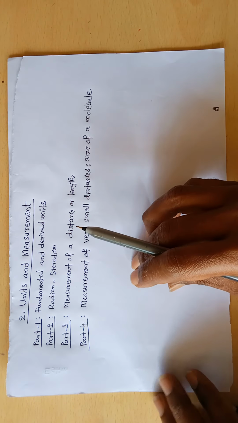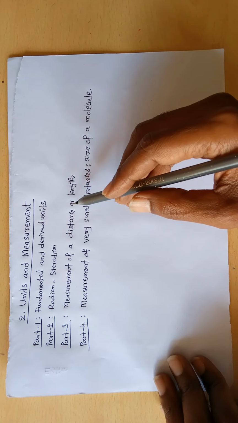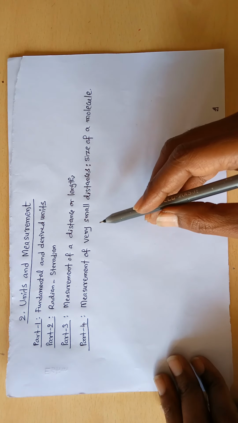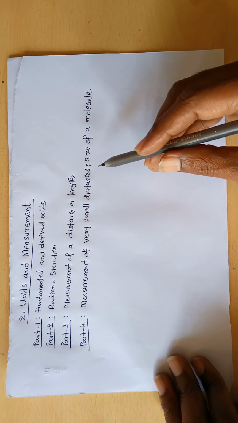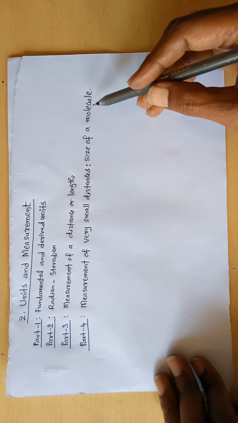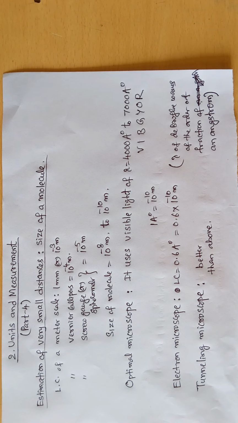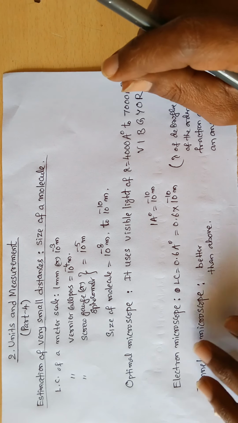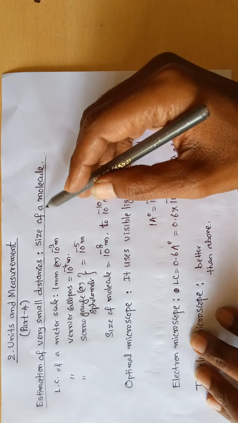Next, in the present video, since we discussed measurement of very large distances, now we should consider measurement of very small distances. That is, we should be able to determine the diameter of a molecule. So our present topic is estimation of very small distances. For example, we want to find the diameter of a molecule.